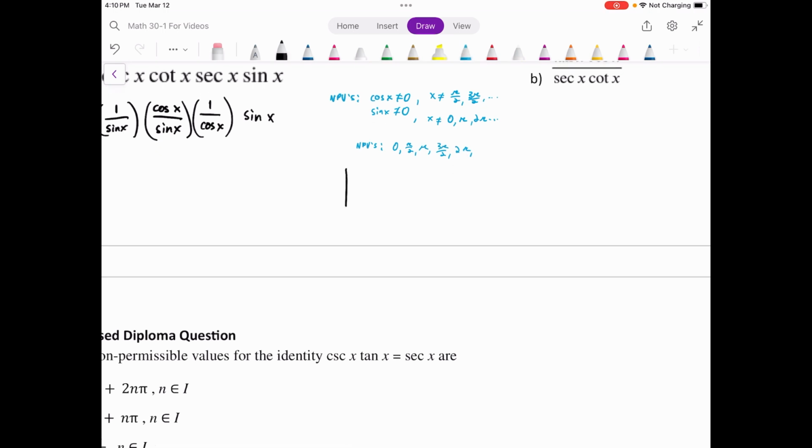If we draw these out, maybe it'll make it even more obvious: 0, pi over 2, pi, 3 pi over 2. We could actually simplify this to one statement. X cannot equal n pi over 2. It's just multiples of pi over 2. Every time we rotate pi over 2, we get to another NPV. It's just the quadrantal angles and any angle coterminal to the quadrantal angles. So x cannot equal pi over 2n, where n is an integer. There's our NPVs.